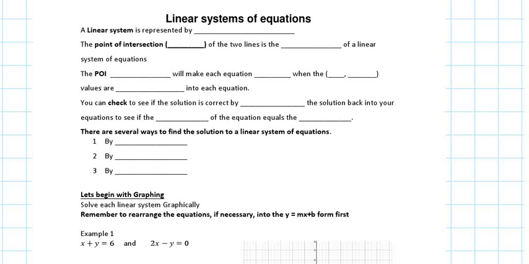A linear system is represented by how many equations? Two. We need at least two equations, which we're going to use to graph. So a linear system is represented by two equations. And the point of intersection, what did we call that? POI, right? The point of intersection of the two lines is the solution of the linear system.